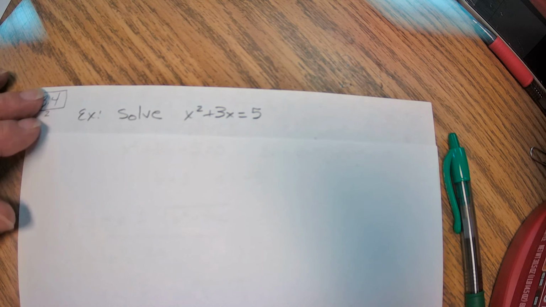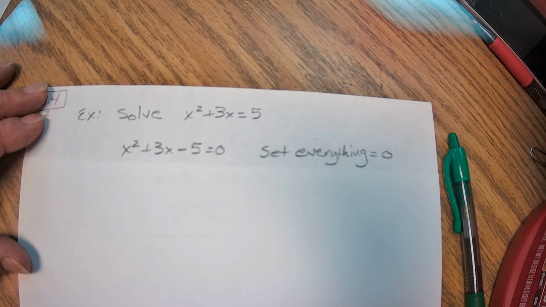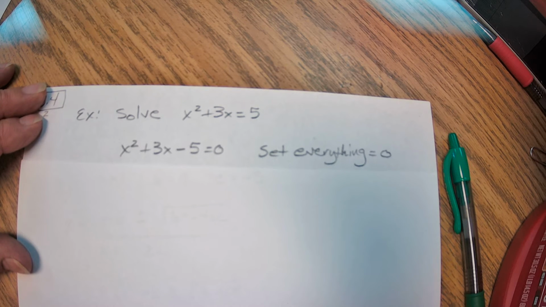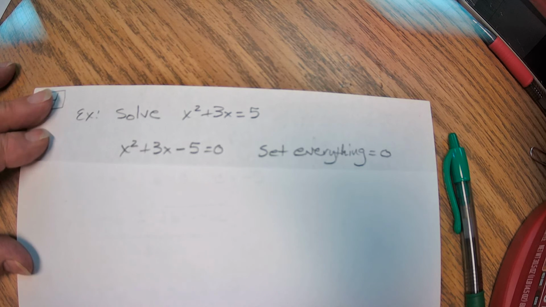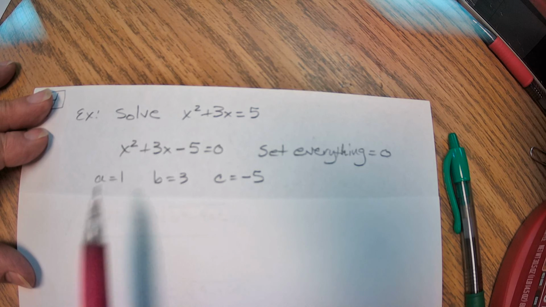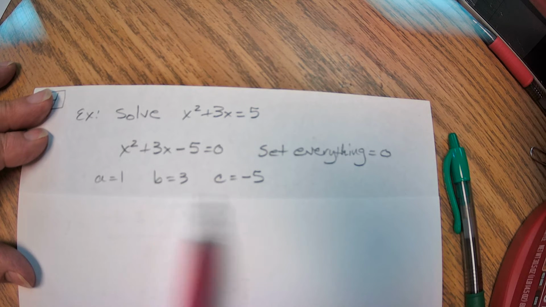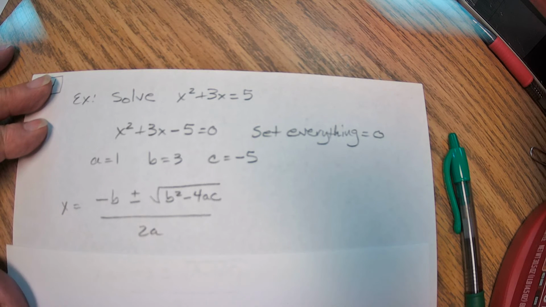So let's look at this example. x squared plus 3x equals 5. The first thing you want to do is set everything equal to 0 so that you have it in standard form. Identify a, b, and c. In this case, a is 1, b is 3, c is -5. And then we're going to take the quadratic formula and just plug everything in.